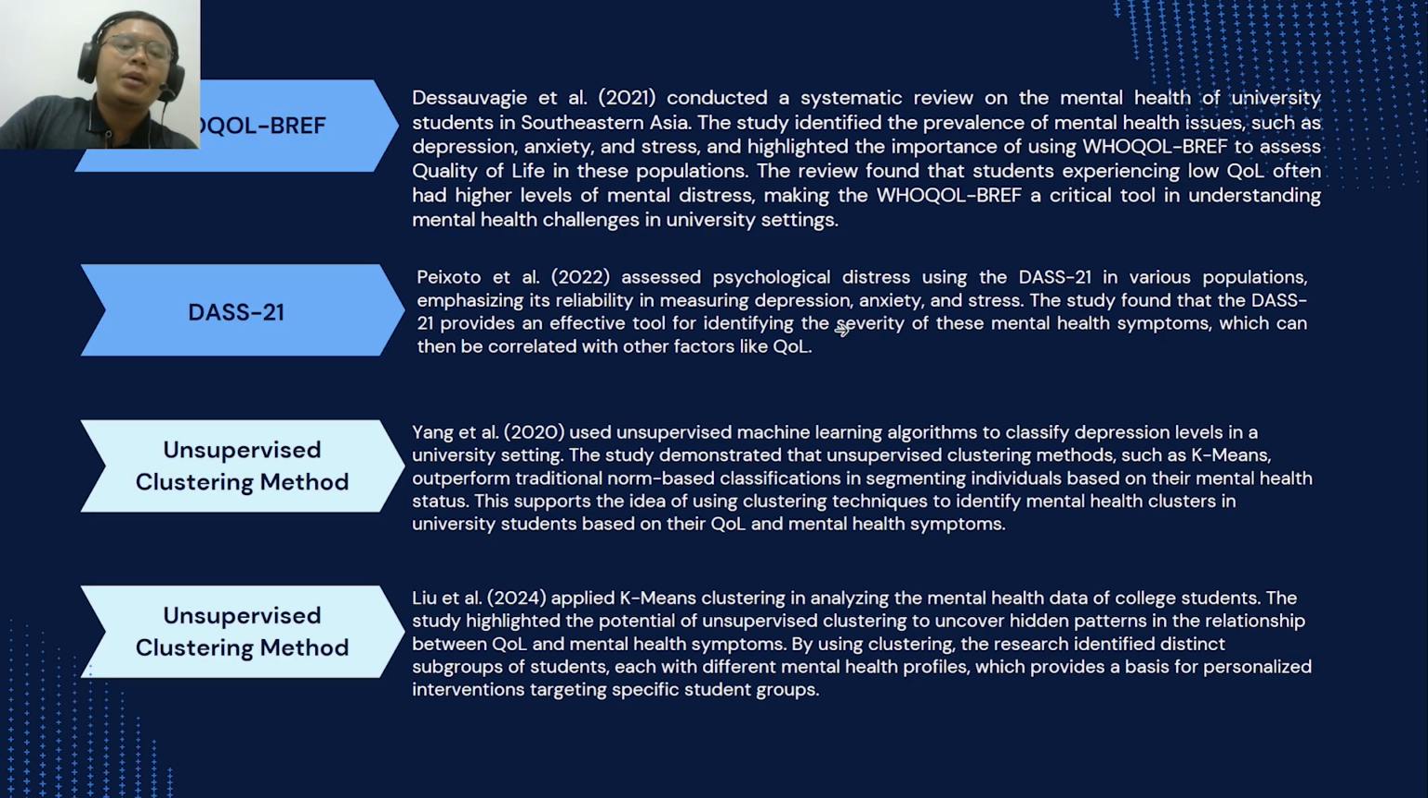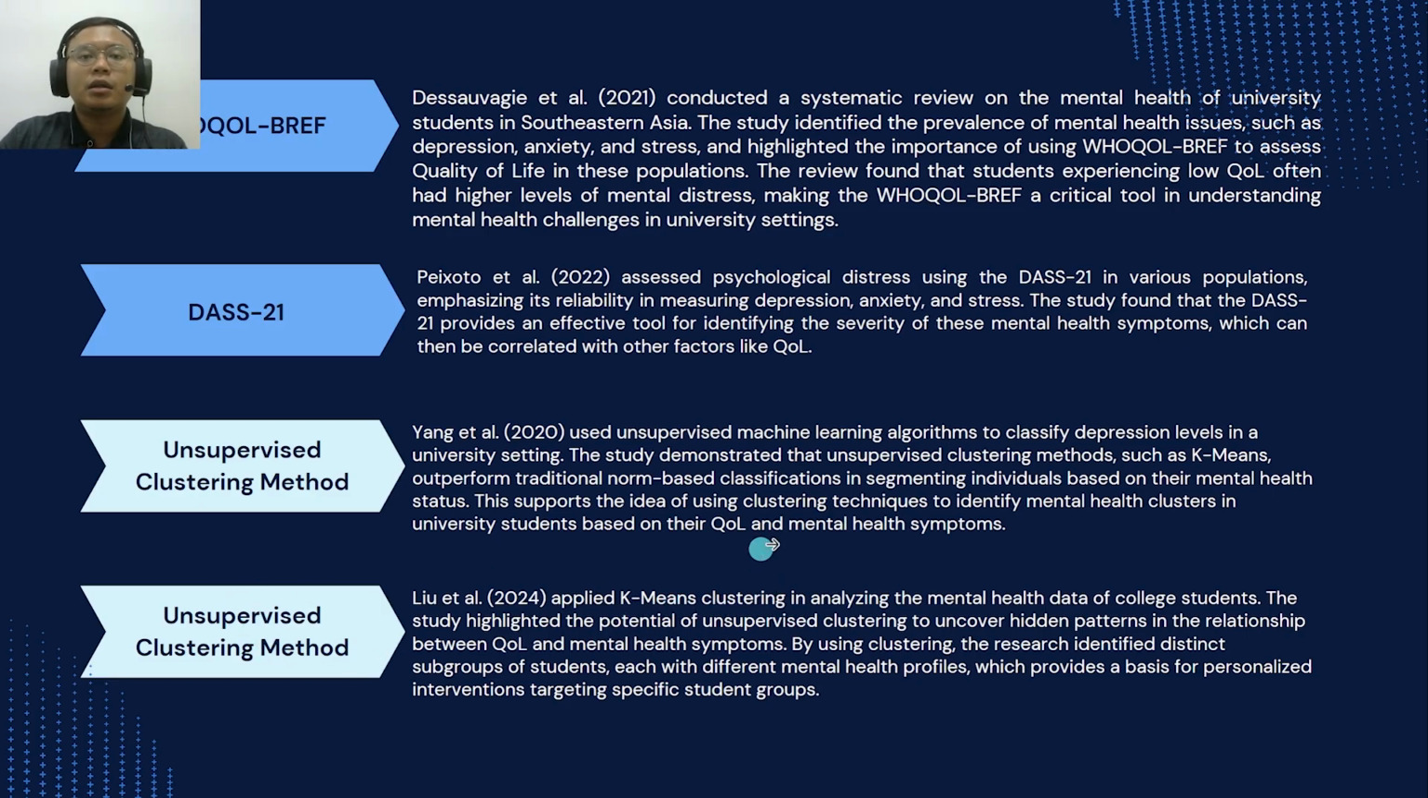And then the third study, by Young in 2030, is about the usage of unsupervised clustering methods, especially in order to identify the hidden patterns of mental health conditions among the students. They found that unsupervised clustering algorithms such as K-means outperform the traditional norm-based classification in segmenting individuals based on their mental health status. So they support the idea of using clustering methods in identifying mental health clusters, for example, in university students. And then the last study, by Liu in 2034, is about the application of K-means clustering.